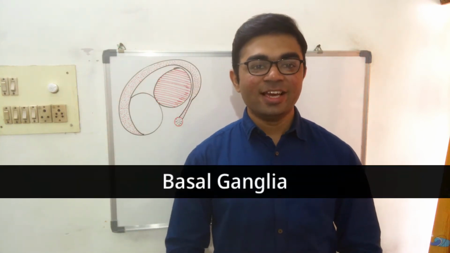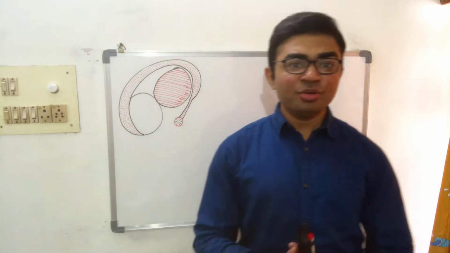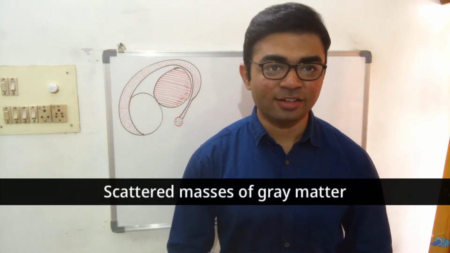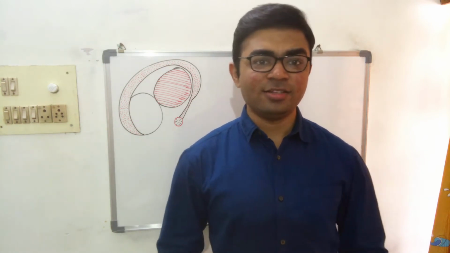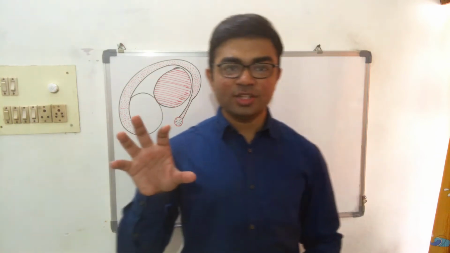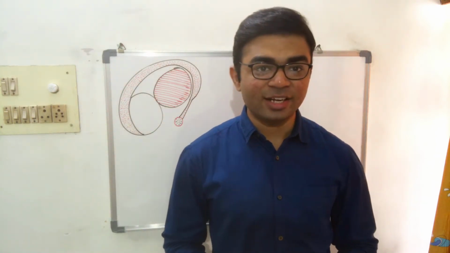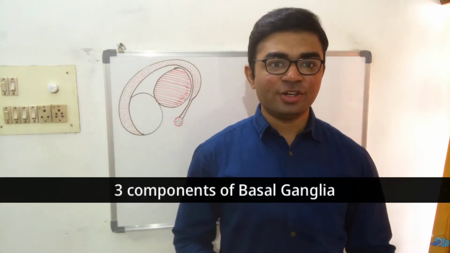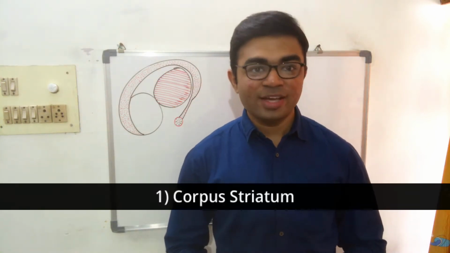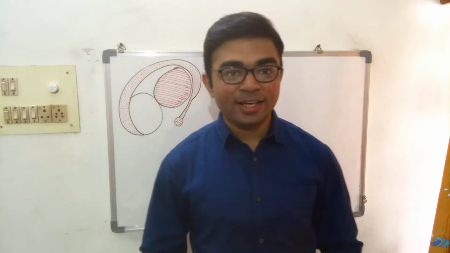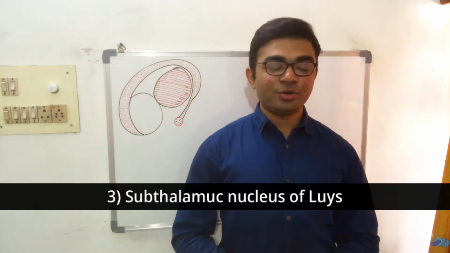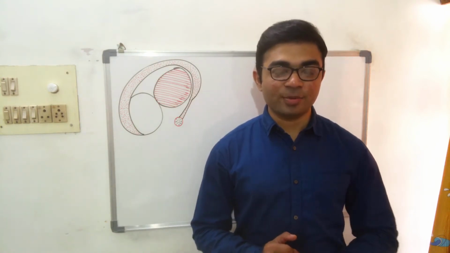Neurophysiology, that is basal ganglia. So basal ganglia, these are the scattered masses of grey matter, and they are mainly concerned with the motor activities of our body. So let us focus on some of the components of the basal ganglia. There are three main components of basal ganglia. First is the corpus striatum, second is the substantia nigra, and the third is the subthalamic nucleus of Leys. So the first component, that is the corpus striatum.